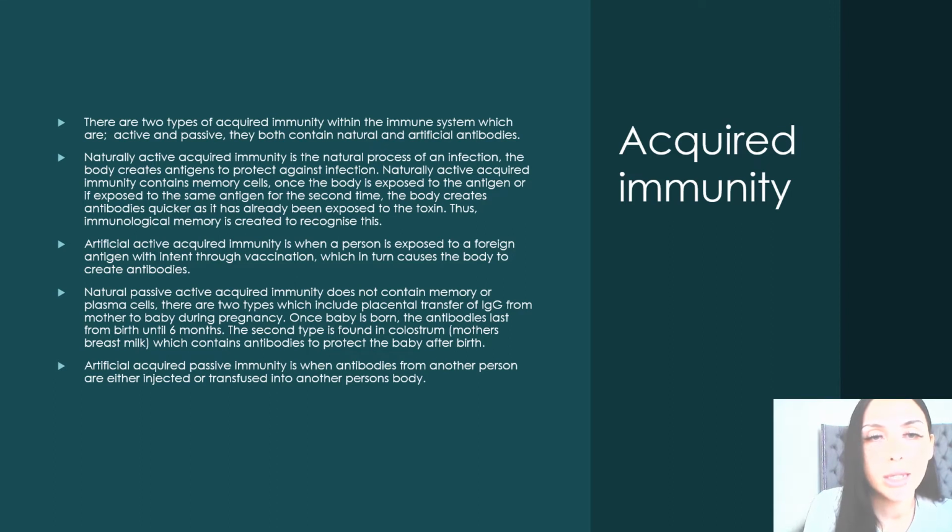Artificial active acquired immunity is when a person is exposed to a foreign antigen with intent of vaccination, which in turn causes the body to create antibodies. Natural passive acquired immunity does not contain memory or plasma cells. There are two types, which include placental transfer of IgG from mother to baby during pregnancy. Once the baby is born, the antibodies last from birth until 6 months. The second type is found in colostrum, which is the mother's breast milk, which contains antibodies to protect the baby after birth. Artificial acquired passive immunity is when antibodies from another person are either injected or transfused into another person's body.